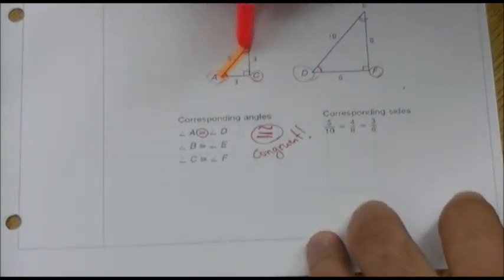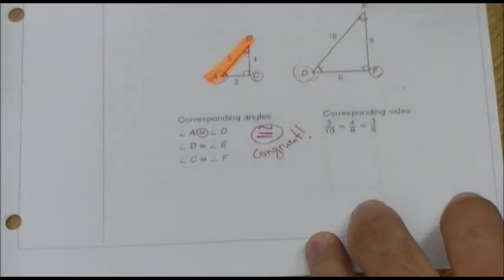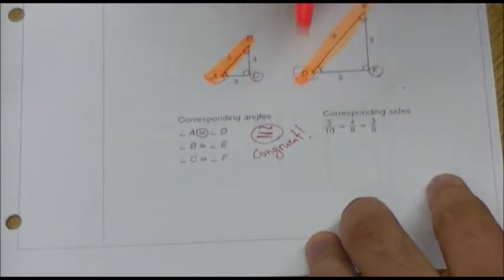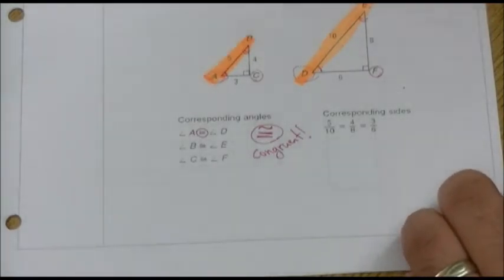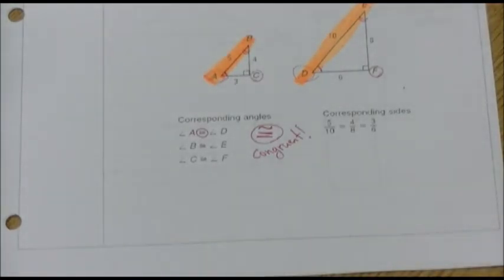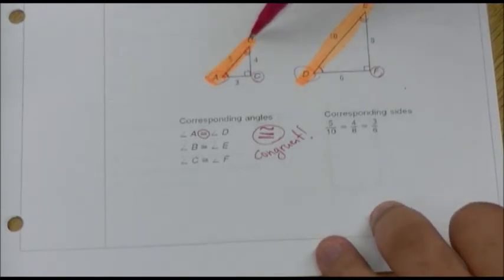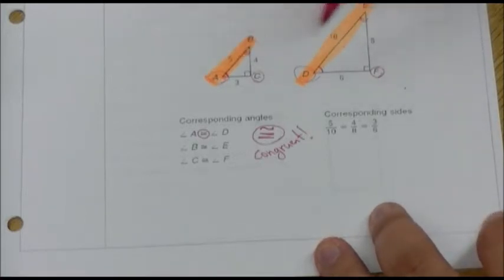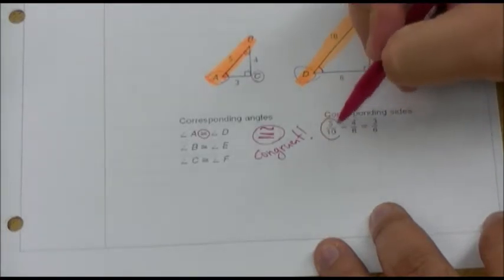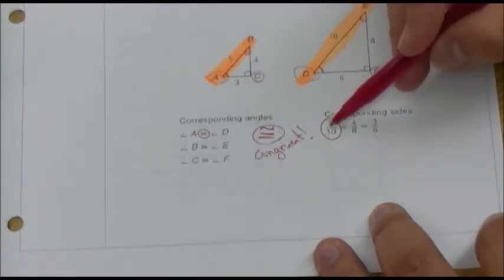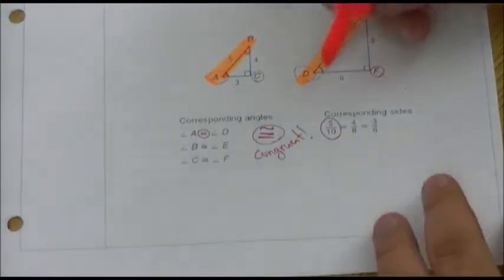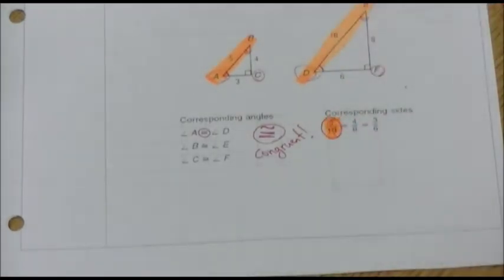This side right here, AB, that is the same location as this side right here, DE. Therefore, side, I don't know why I said angle, I meant side. Side AB is corresponding to DE. Because they are in the same location, they're corresponding. But also because they are corresponding, they are proportional. So 5 and 10, we can write a proportion. Here's the ratio for those corresponding sides, 5 to 10. That's the sides that I highlighted in orange.